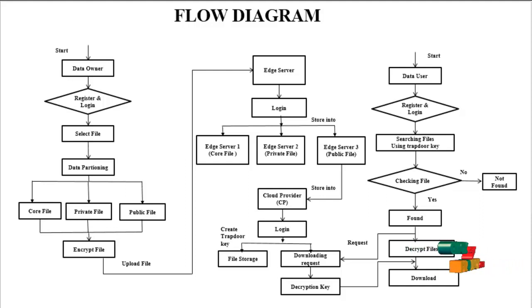After selecting, the file will be partitioned. Data partition means deciding which type of content the file has: a core file, a private file or a public file. This is decided in the data partitioning step. After the data partitioning, the file will be encrypted. After encrypting, the file will be sent to the edge server. Edge servers here are classified into three: edge server 1, 2 and 3.